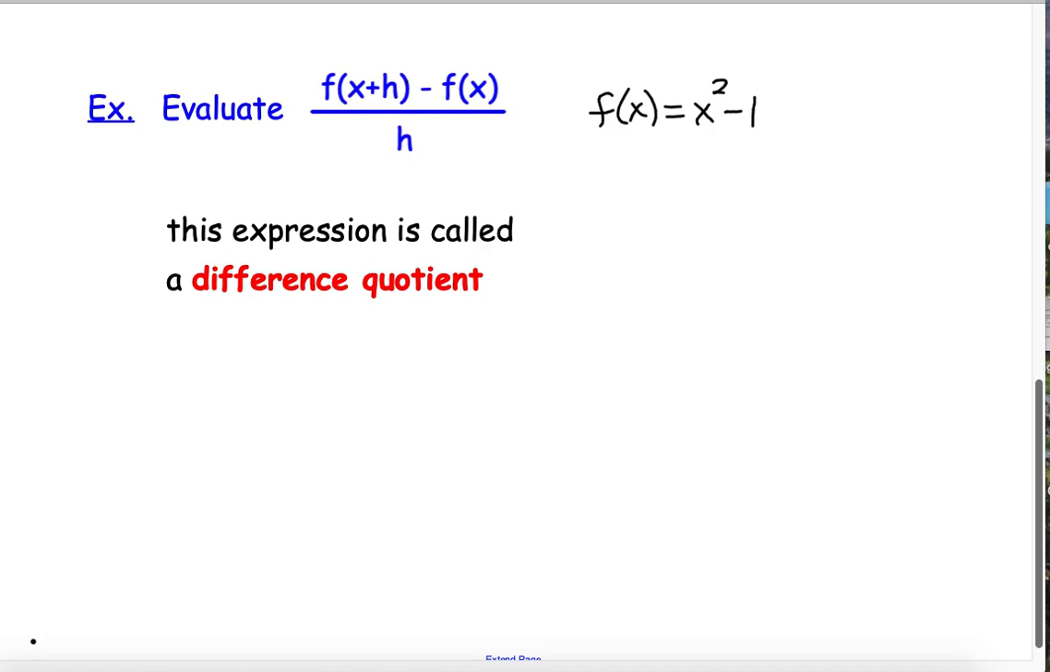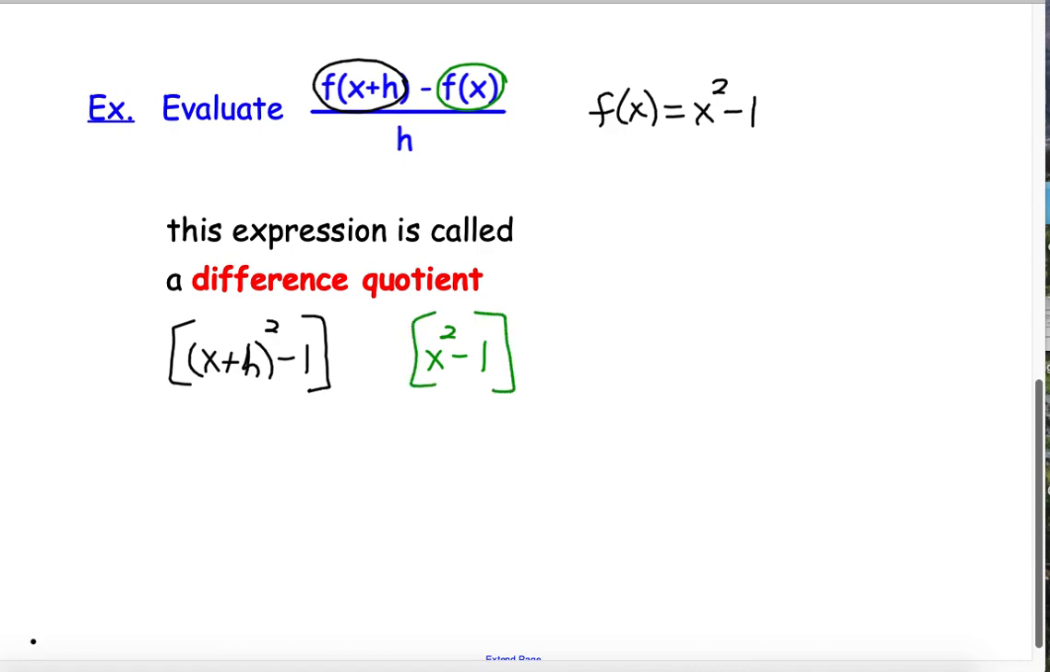So let's start one piece at a time. First of all, what is f of x plus h? That means we take the x plus h, square it, and subtract 1. That's that part. I'm going to put brackets around there. So we realize that that was the f of x plus h. Let's change colors. Then we need to subtract f of x. What is f of x? Well, that was defined as x squared minus 1. Put brackets around that. We're subtracting these two things. And then in the denominator, we have h.